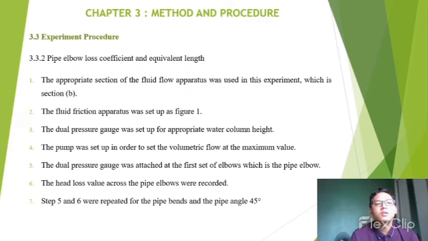For experiment 2, pipe elbow loss coefficient and equivalent length, the appropriate section of the fluid friction apparatus was used, which is section B. The fluid friction apparatus was set up as in figure 1. The dual pressure gauge was set up for the appropriate vertical height. The pump was set in order to set the volumetric flow at the maximum value. The dual pressure gauge was tested at the first elbow, which is the pipe elbow. The head loss value across the pipe elbow was recorded. Steps 5 and 6 were repeated for the pipe bend and the pipe angle of 45 degrees.